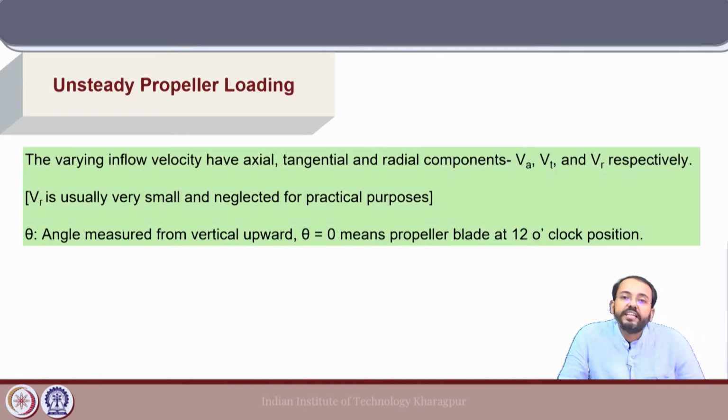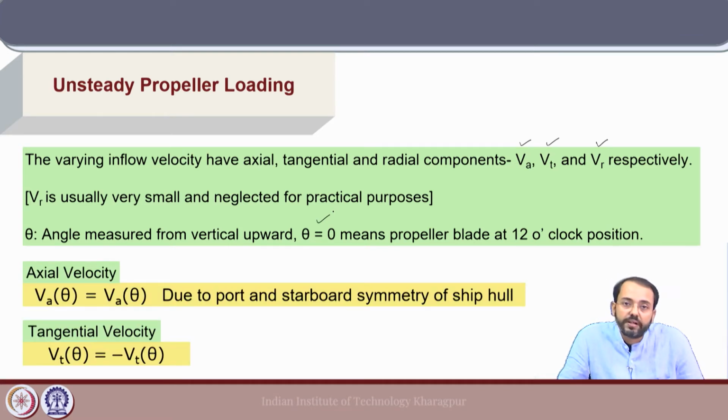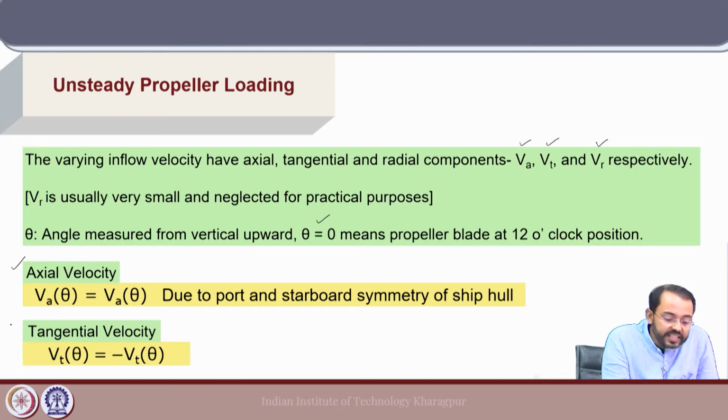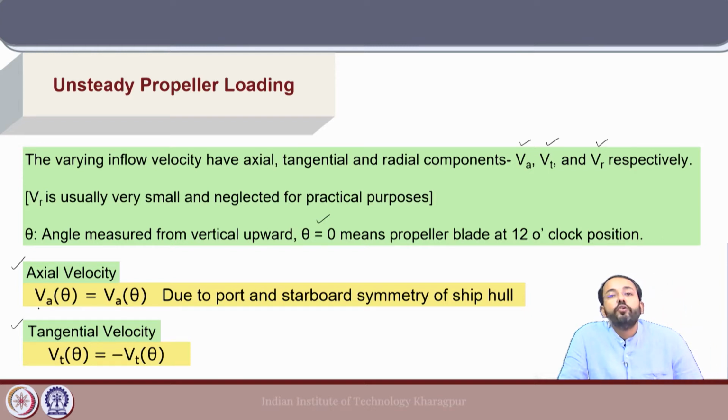Now, the inflow velocity at different locations has axial, tangential and radial components as mentioned here, VA, VT and VR. In general, the radial component VR is very small and usually neglected for practical calculations. So, if we have theta as the angle measured from the vertical upward as shown, theta equal to 0 will represent the 12 o'clock position of the propeller blade, and both the axial as well as tangential velocities will be functions of the angle theta.